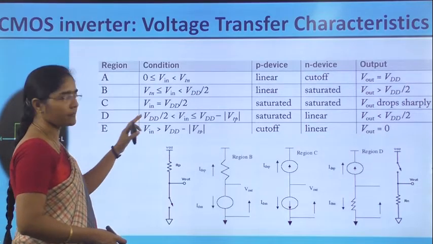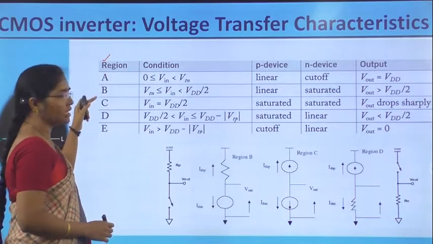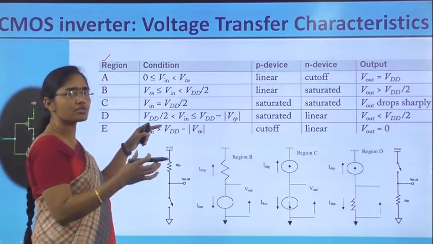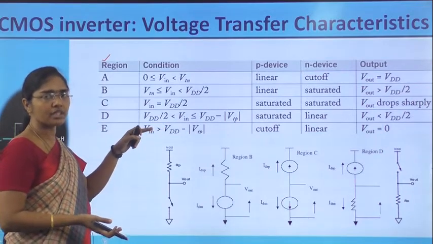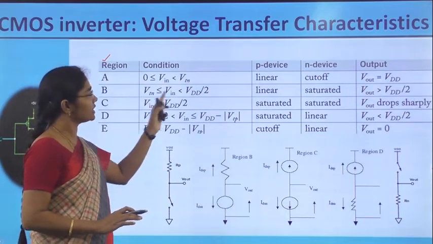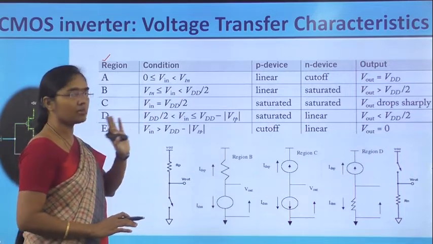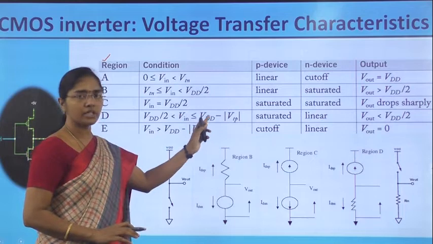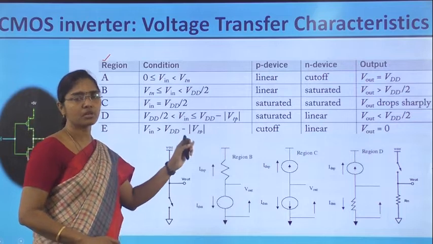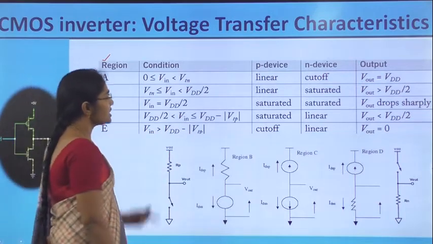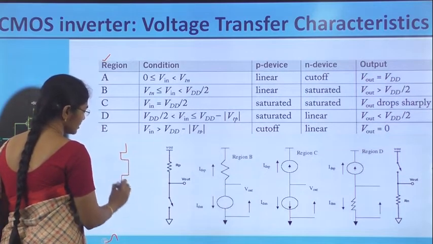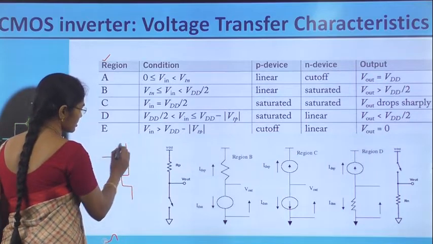See this table. Here 5 regions are represented, A, B, C, D, E, with the input value ranges. When input is equal to 0 or less than VTN, NMOS is off. So 0 to VTN is region 1, VTN to VDD by 2 is region 2, at VDD by 2 is region 3, VDD by 2 to VDD minus mod VTP is region 4, and Vin greater than VDD minus mod VTP is region 5. In these cases, let us observe the transistor on or off conditions.